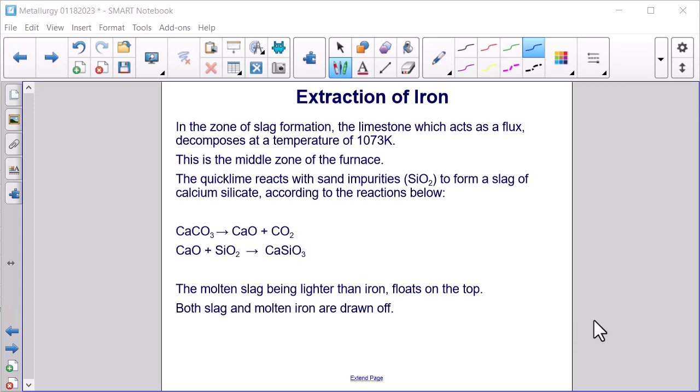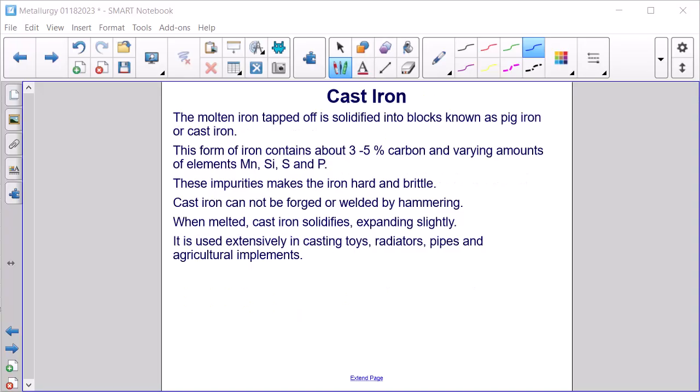Both slag and molten iron are drawn off. The molten iron tapped off is solidified into blocks known as pig iron or cast iron. This form of iron contains about 3 to 5% carbon and varying amounts of elements: manganese, silicon, sulfur, and phosphorus. These impurities make the iron hard and brittle. Cast iron cannot be forged or welded by hammering.